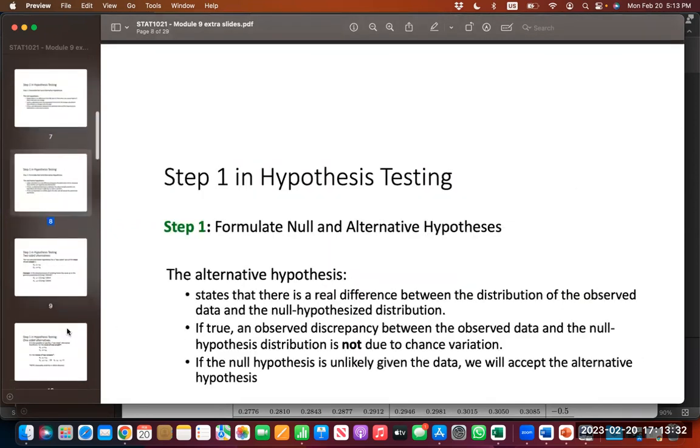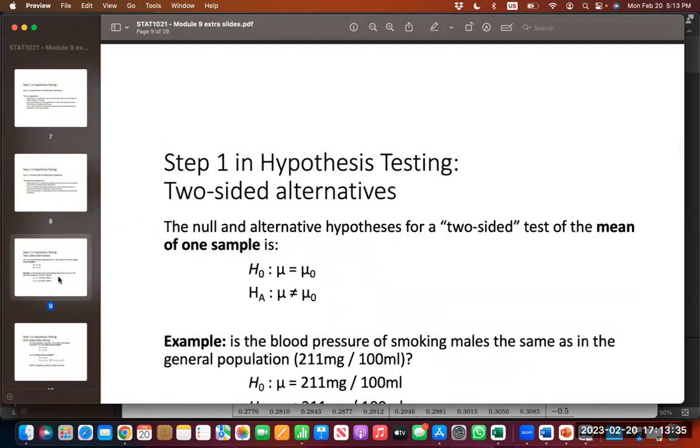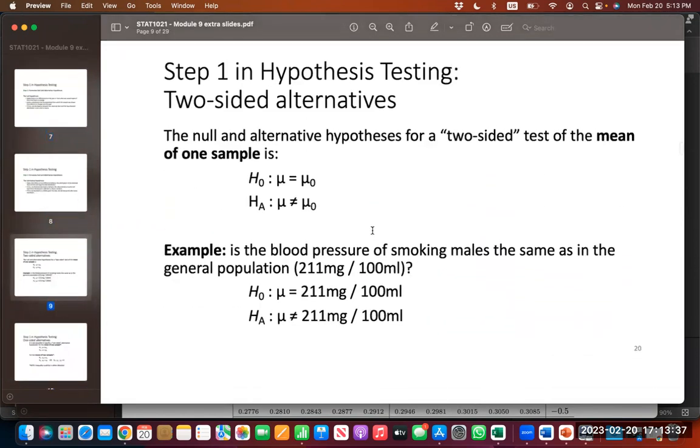So now we want to do an example. And our example here is, is the blood pressure of smoking males, no, actually it's cholesterol. Is the total cholesterol of smoking males, that's a typo, it's wrongly stated. Is the total cholesterol of smoking males the same as in the general population of the US?